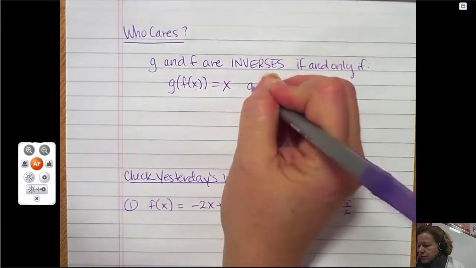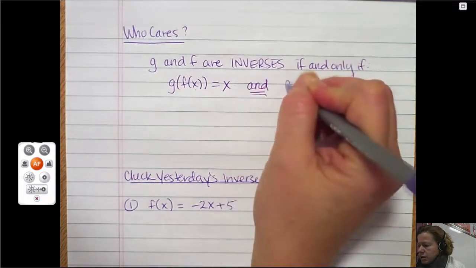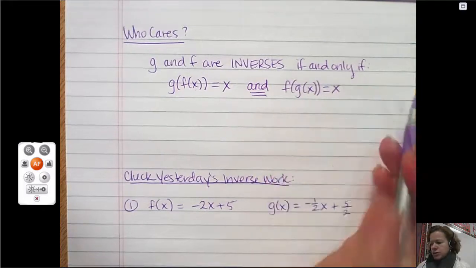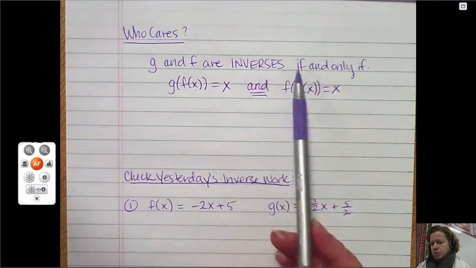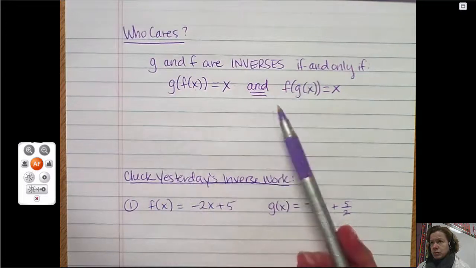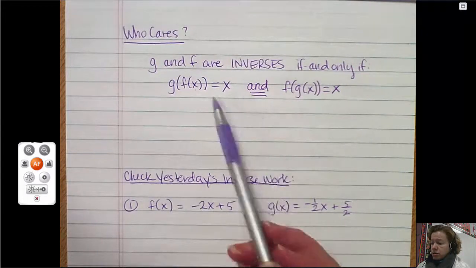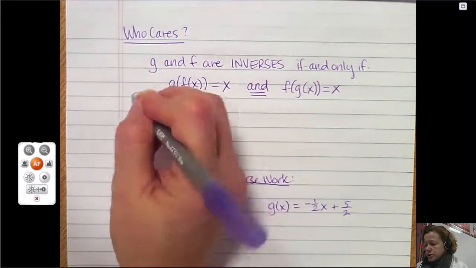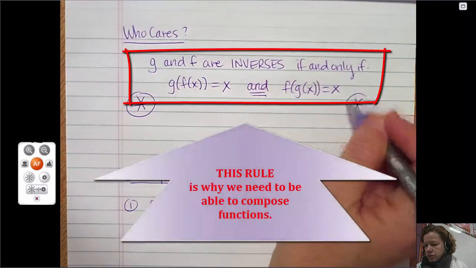And f composed with g of x gives you x back. So I do composition in both orders and get out what I put in. In general, you get an x out when you plug in to find a rule. And this is a big deal, and this is a big idea in checking function inverses.